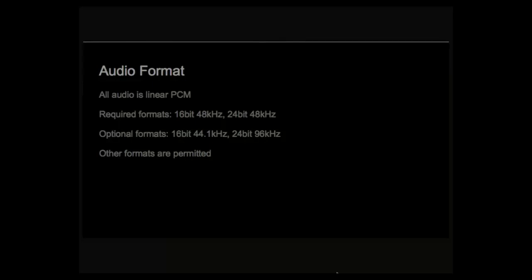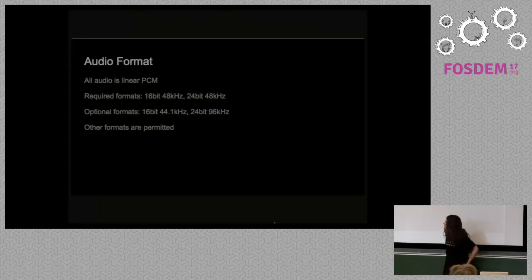So I'm going to just take you through each layer now. At the bottom layer is the audio format. We standardized on linear PCM. There are two formats that are mandated by the standard. Those are the 48 kilohertz sample frequency formats. And then the optional formats, the lowest quality is CD quality, the higher quality is 96 kilohertz, 24-bit. And the standard leaves it open that you can implement other formats, but these are the standard ones.